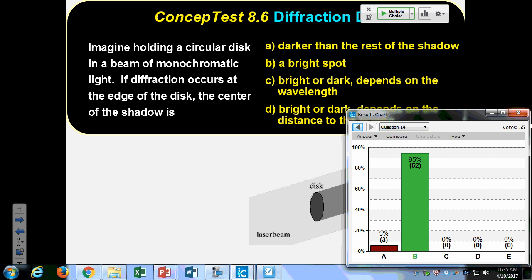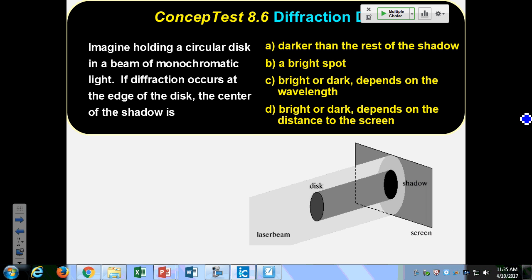Okay, good. D is right. I get a bright spot. That's that other type of interference, the Fresnel diffraction.